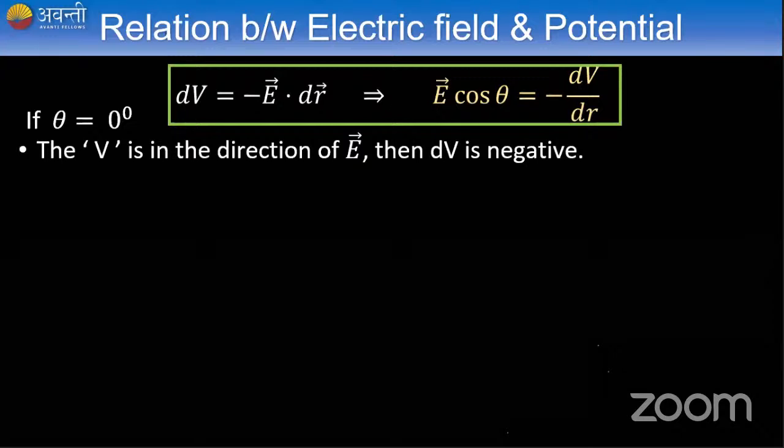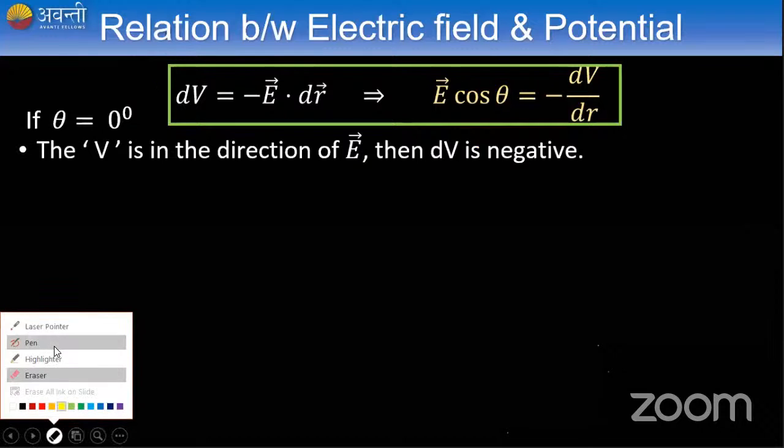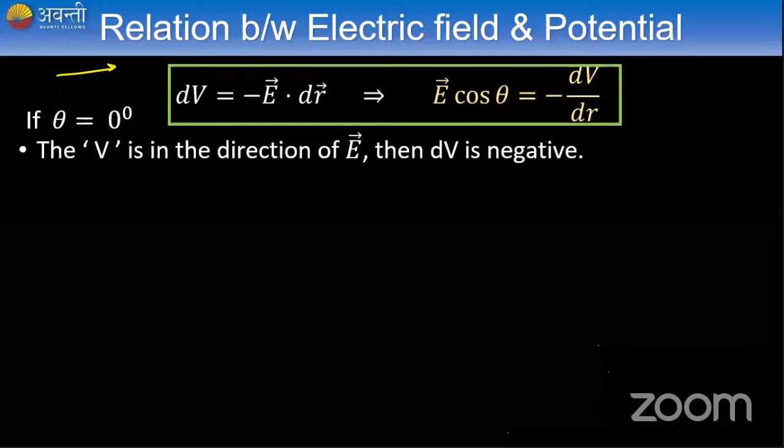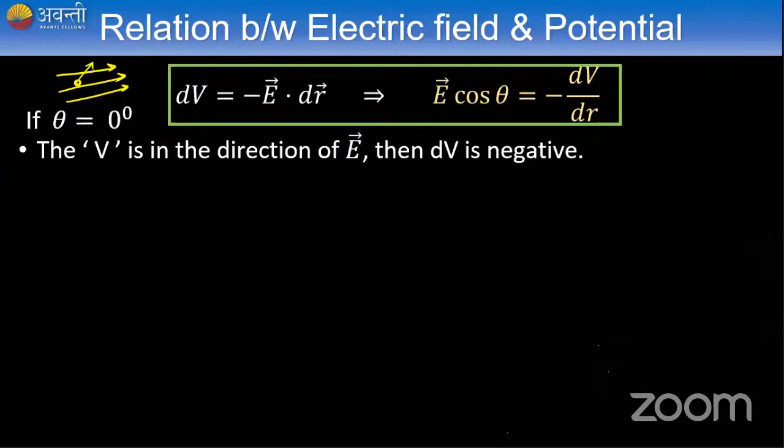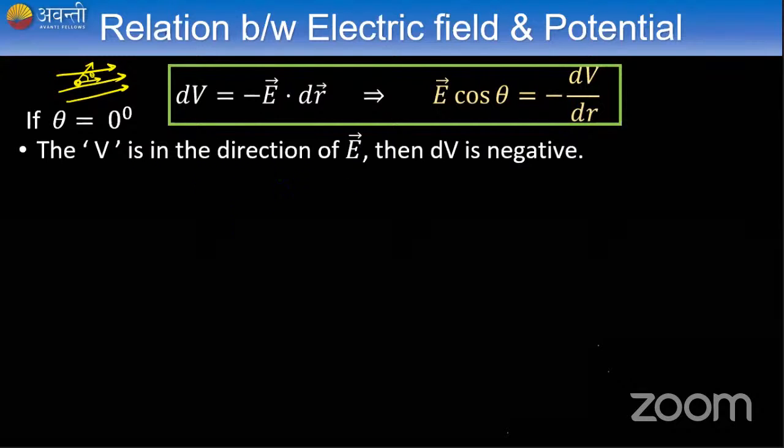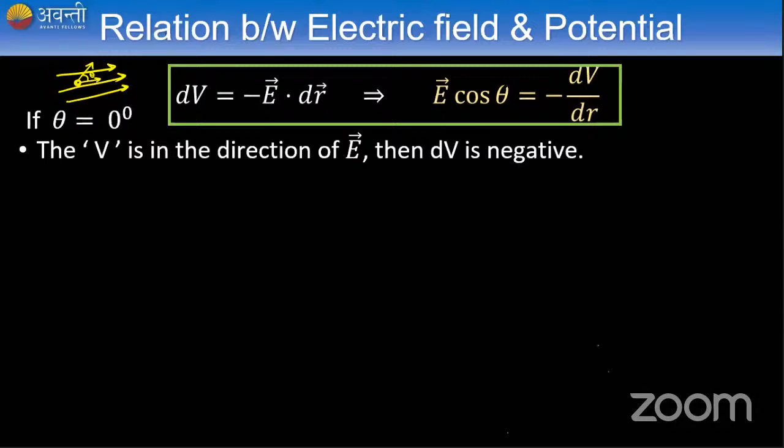If I had some electric field E, and my charge is going in this direction, then this angle was theta. Say if theta was 0 degrees, my charge would go in the same direction as that of the electric field, right? In that case, if I apply cos theta equal to 0 in this function, what would I get?